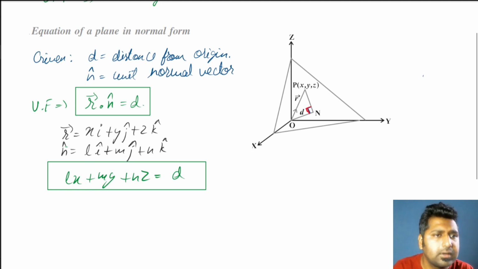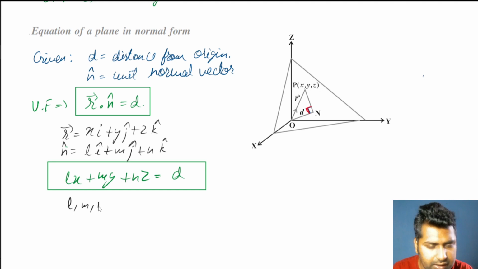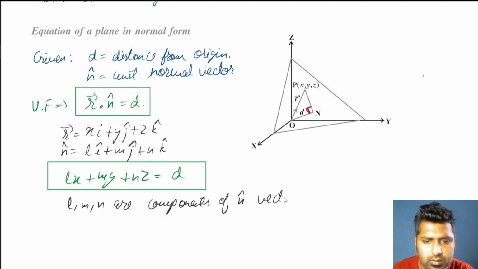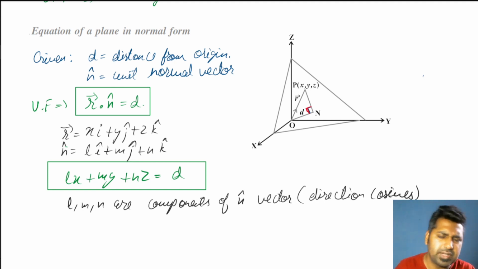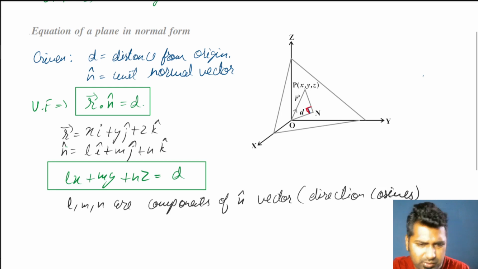What are lmn? Let's write that down also. lmn are components of n cap vector, in brackets, direction cosines, basically. So sometimes the question might use this idea to confuse you, saying the direction cosines of the normal vector. The moment he says direction cosines of normal vector, you should know he is talking about lmn. It's as simple as that.